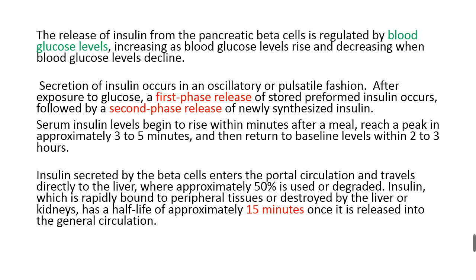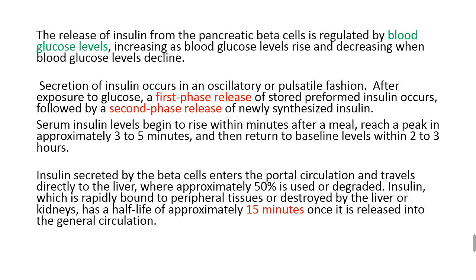Secretion of insulin occurs in an oscillatory or pulsatile fashion. What does this mean? After exposure to glucose, there is what is called the first phase release of stored preformed insulin. Preformed means that the insulin is formed in the beta cells and stored in the secretory granules, followed by a second phase release of insulin, which is newly synthesized insulin.